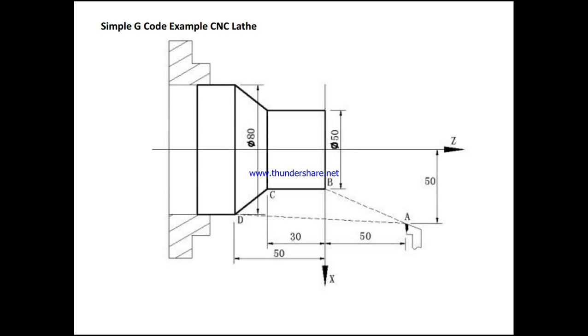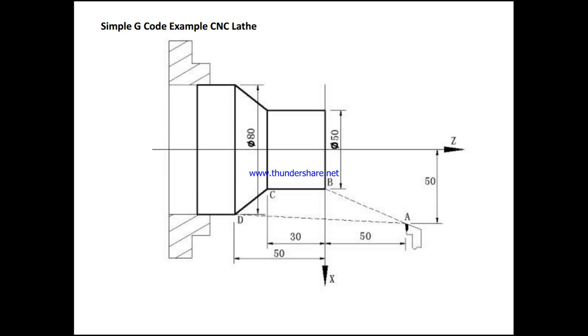Next I'll go with a simple problem here. This problem is on a CNC lathe. Here you can see, it will be in the z direction, and the vertical will be the x direction, horizontal will be the y direction, and the z direction will be along the axis direction. So this is what we have.